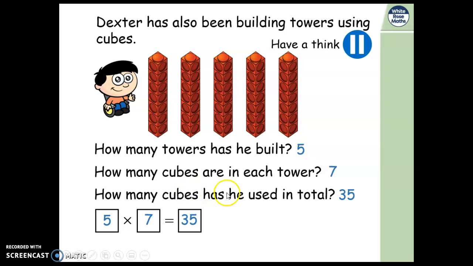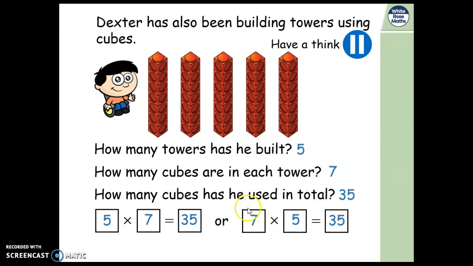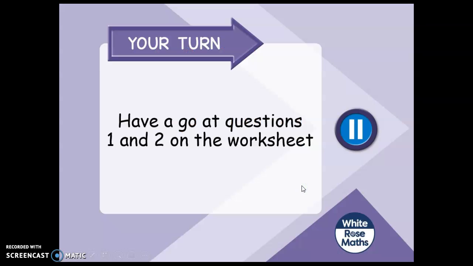Okay, so if you look at these sorts of questions and think, well, I can't do the 7 times tables, see if you can swap the numbers around. We have 5 groups, and we know the 5 times tables. And that is shown here. When we swap the numbers around, 7 times 5 equals 35. Have a go at questions 1 and 2 on the worksheet now.